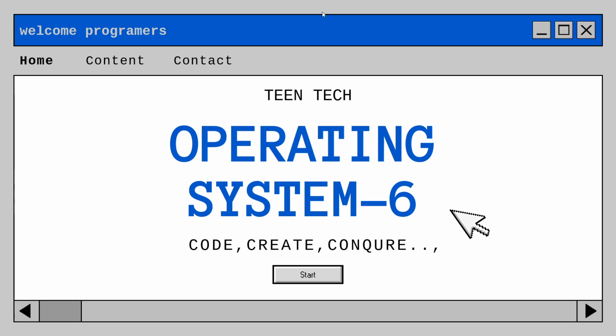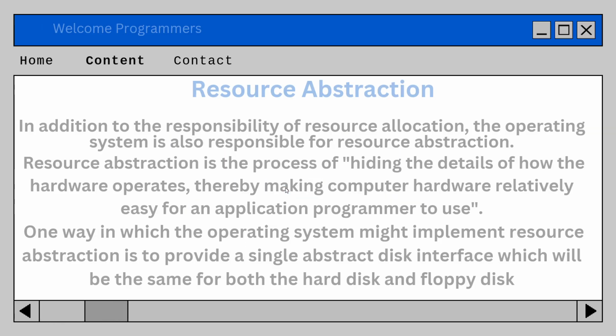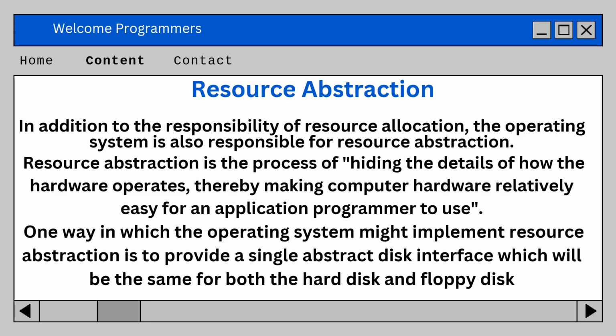It is part 6 of the operating system. So here we are covering two topics. First one is all about resource abstraction and second one is all about user mode and kernel mode. Firstly, let's talk about resource abstraction. Resource abstraction is nothing but the operating system not only shares resources like memory, CPU, and storage, but also hides the details of how hardware works. This is called resource abstraction.